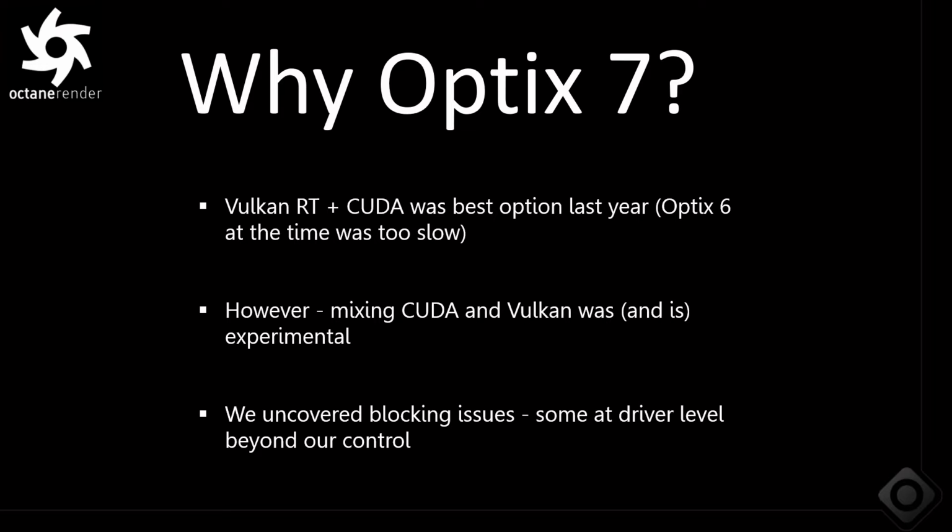But what we found towards the end of last year, and which is why we made the change for Octane 2020, was that Vulkan and CUDA interop is complicated. It's experimental. It really hasn't been done before, especially with the kinds of things we're doing with mixing hardware ray tracing. There was a lot of duplicated memory. There were some issues that really were at the driver level that even NVIDIA was telling us basically were going to take a while to fix.